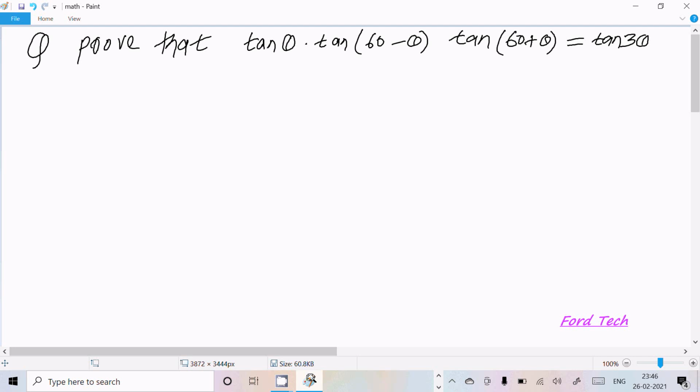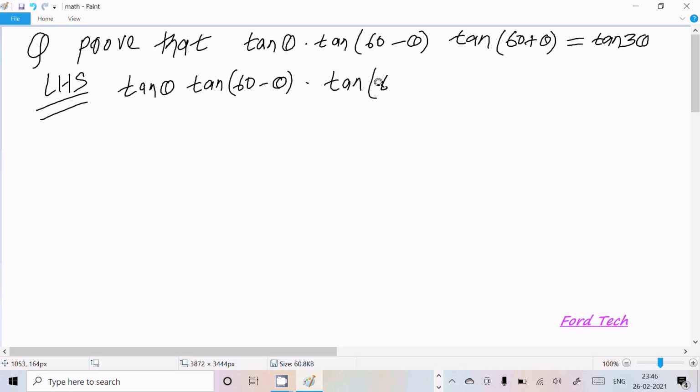Hello friend, in this video lecture I am going to prove that tan theta into tan 60 minus theta into tan 60 plus theta equal to tan 3 theta. So here I am going to take the LHS, left hand side. So here writing tan theta, tan 60 minus theta into tan 60 plus theta.